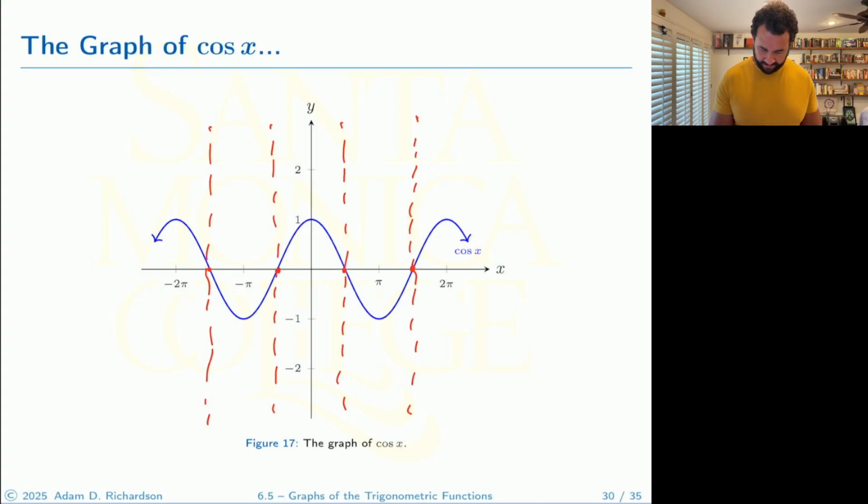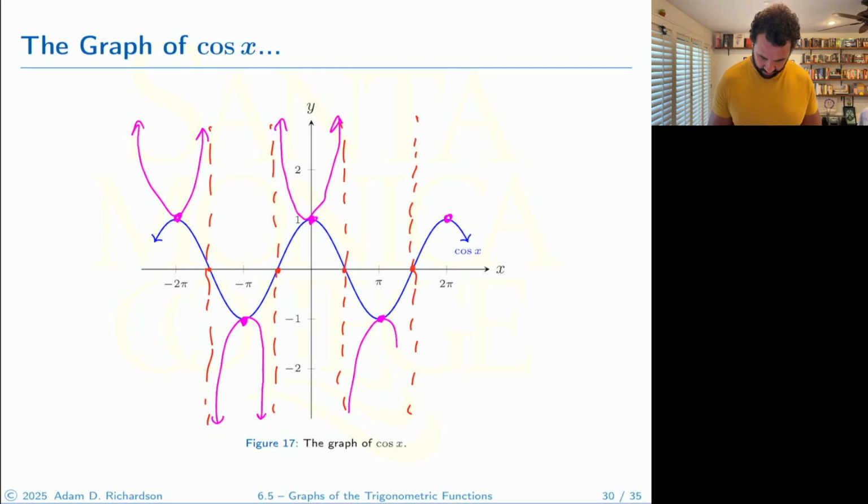Okay, now my graph has got to touch each peak and each trough. And now I'm just going to sketch it. So up like that and down. Maybe I'll do this one too, just for completeness. There we go. This one coming down, swooping up. This one going up, swooping down. This one coming down, swooping up. And that's the graph of secant.